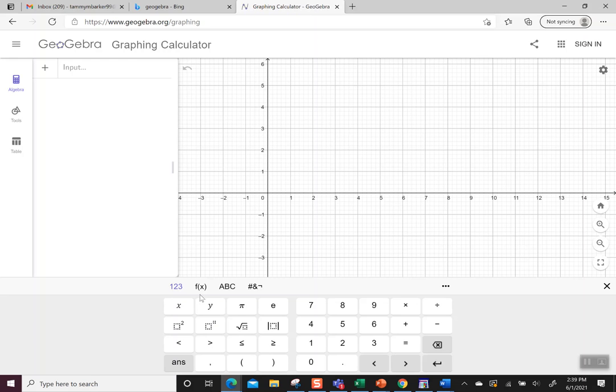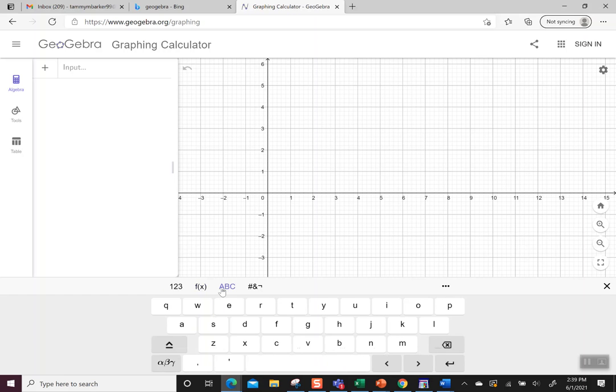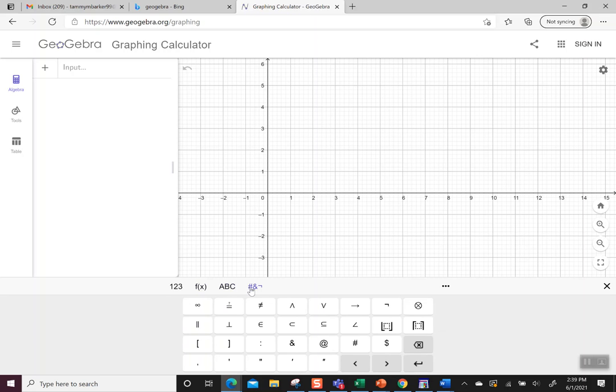Probably the second most common keyboard for us to use would be the FX one, and in there you will see this third line again is good. It has logarithms, then there's powers of e, bigger powers for taking roots, so instead of the square root maybe we want a cube root or something, so we'll find that there. ABC is a regular keyboard with just letters, and then the last one just has a few more symbols that you might find helpful this semester.